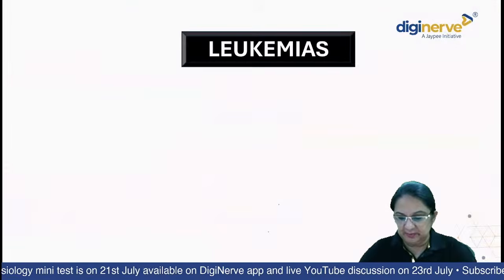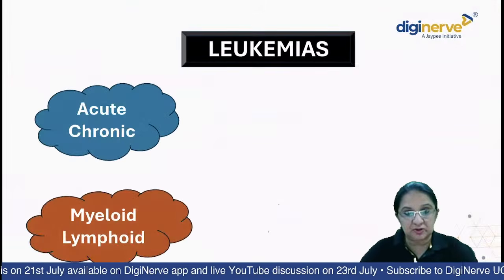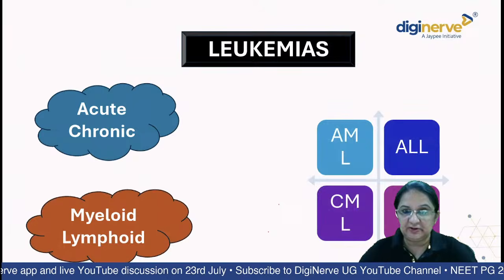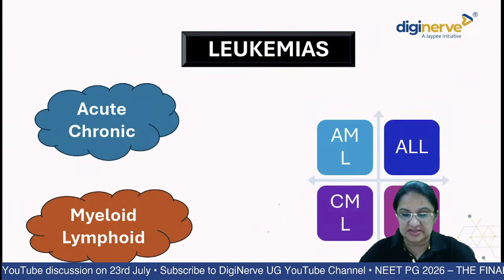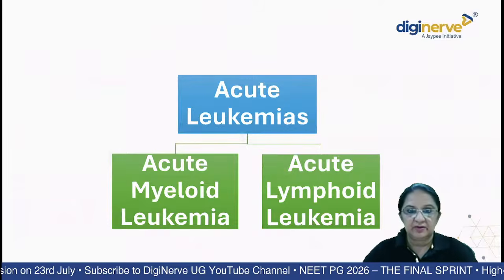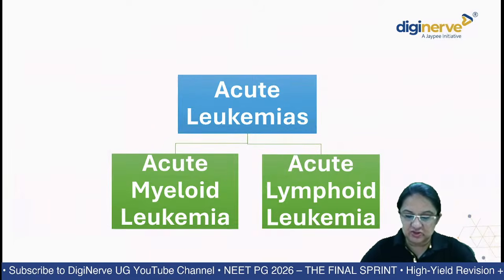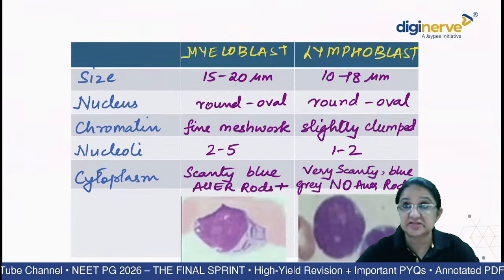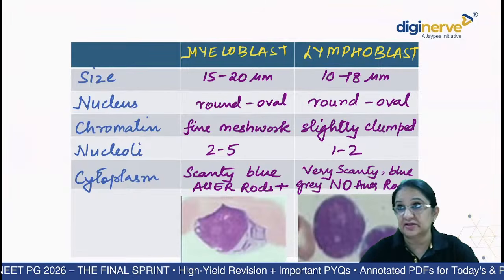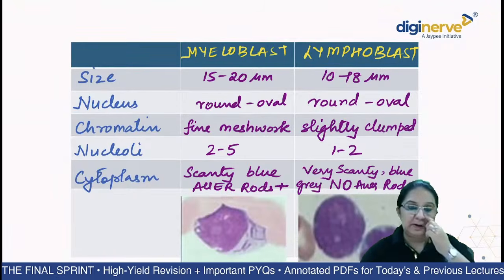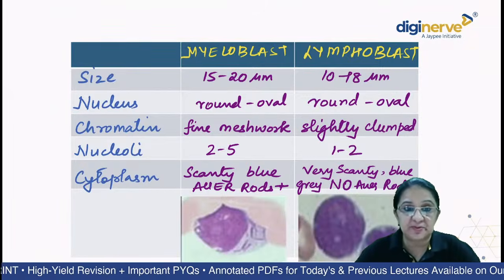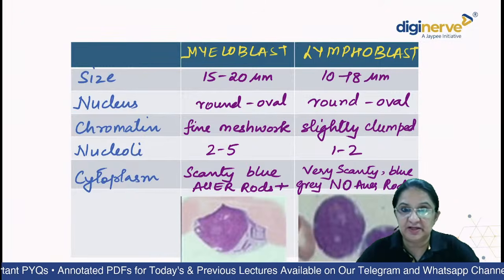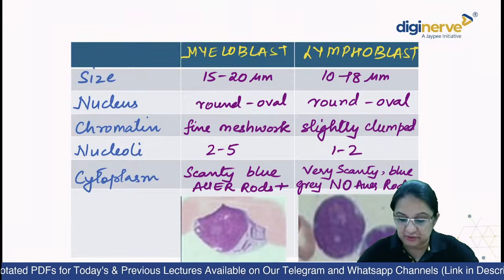Now coming to leukemias. We have acute leukemias or chronic leukemias, divided into acute or chronic, and then myeloid or lymphoid. So the four leukemias that we are going to study will be AML, CML, ALL, and CLL. Right? First, let's quickly revise the differences between a myeloblast and the lymphoblast. The characteristic feature that differentiates them, apart from the chromatin, is the nucleoli. More nucleoli in the myeloblast, 2 to 5. Fewer nucleoli in the lymphoblast.